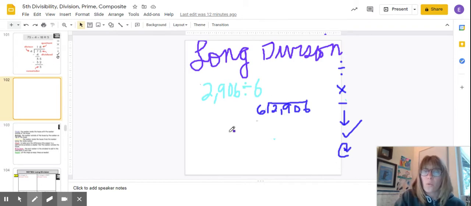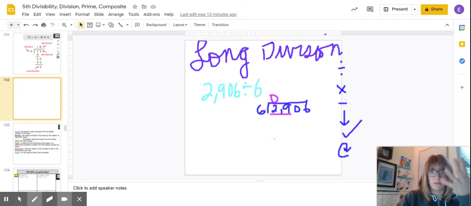Okay, so we're going to ask ourselves, how many times can our divisor fit into each of these numbers sequentially? 2 comes first. How many times does 6 fit into 2? If I count by 6s, will I hit 2? No. In other words, it fits 0 times. Well, what about 29? Sure. How many times does it divide in? 6, 12, 18, 24. Then we get 30, which is too much. So it fits 4 times.